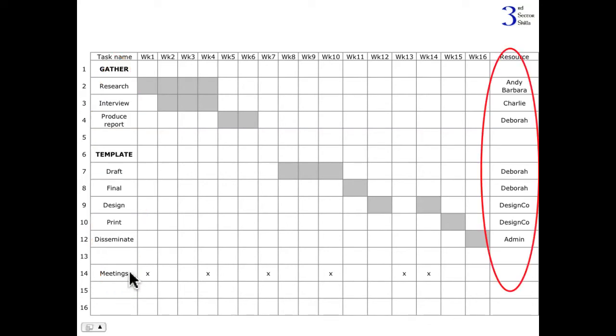Over on the right here we have the list of resources. So we've basically put Andy and Barbara doing the research, etc., just like we said on the previous slide. And we have admin, that's the lady who is putting the stuff together and shipping the stuff out.